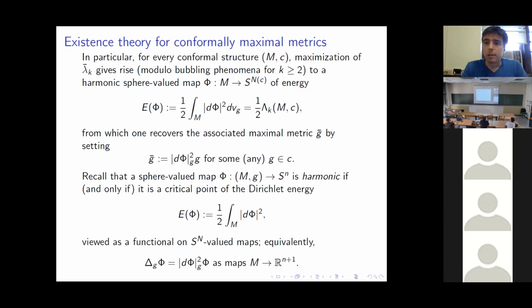So recall, I'm using this term harmonic, which should be familiar to everyone here, but recall that a sphere-valued map is harmonic if and only if it's a critical point of the Dirichlet energy among maps restricted to take values in the sphere. Equivalently, in equations, the Laplacian of V is given by the energy density squared times V. And remember, of course, that in dimension 2 the Dirichlet energy is a conformal invariant, and so being a harmonic map is a conformally invariant property. So this somehow doesn't see a specific metric in dimension 2, just the conformal class.